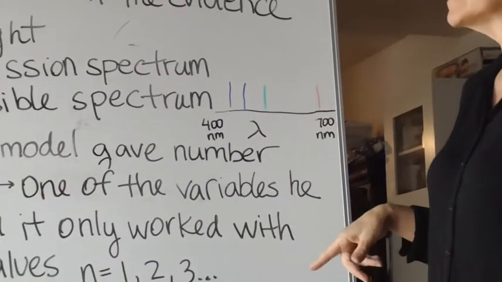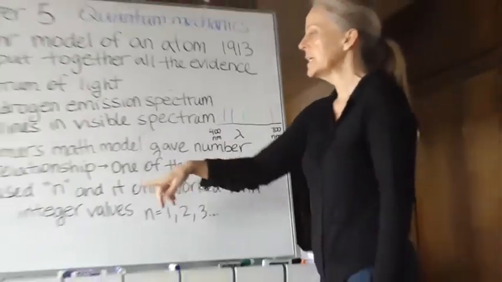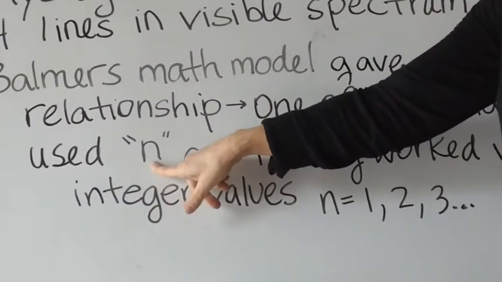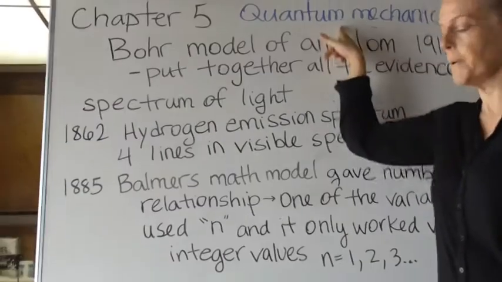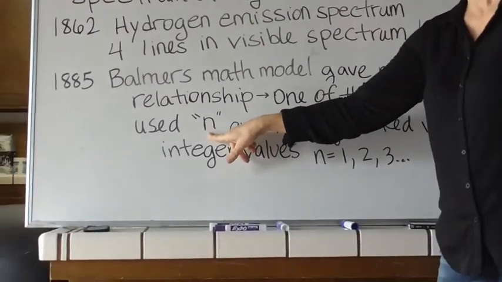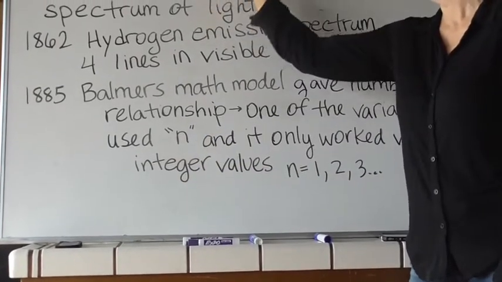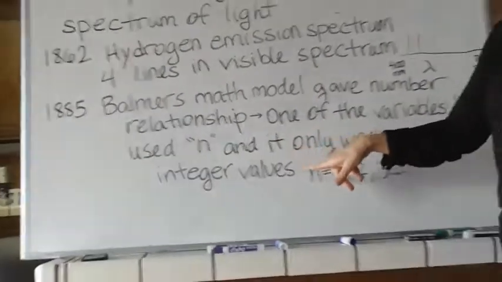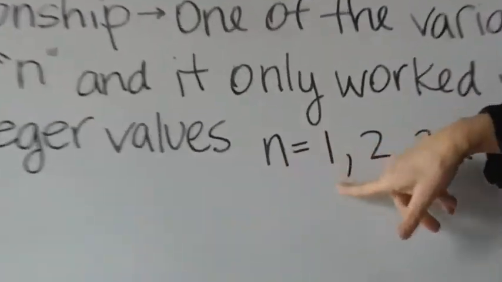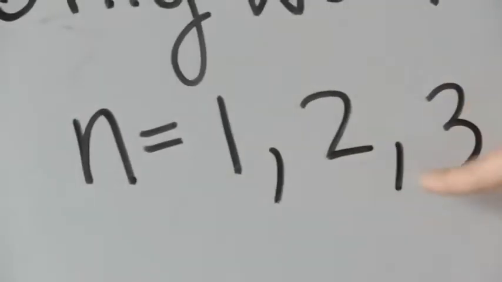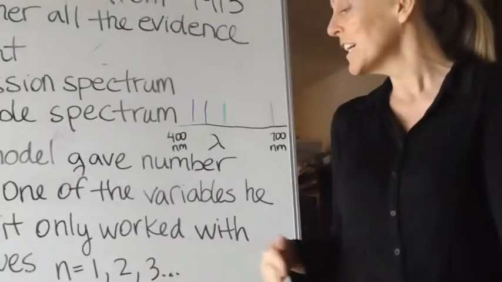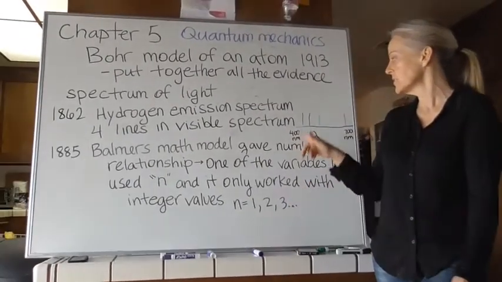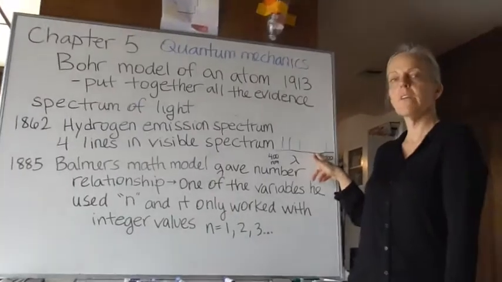One of those variables in there, and you can see it in the textbook, is the variable n, which later on we're going to learn is part of the quantum mechanical model. For n, Bohr used it and we still use it today, even though it's an evolution of that, he found that n only could have integer values. Those integer values are going to be our energy levels, and those energy levels are these different wavelengths that we saw.